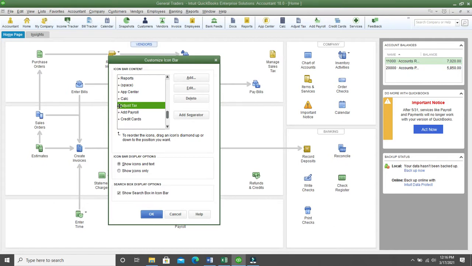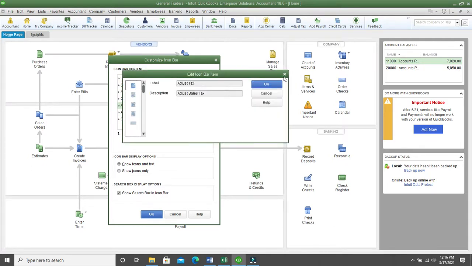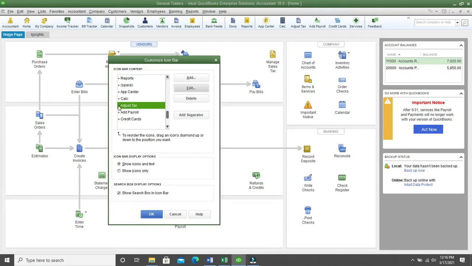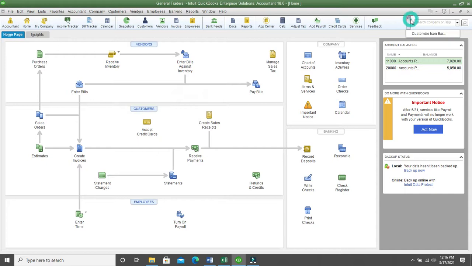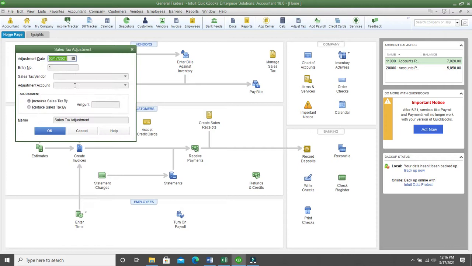I am adjusting its position. I want to have this icon, and click OK. Now go there and check out the adjust tax. So click on adjust tax, and at the end of the month I want to determine my sales tax liability. So select the date 31st March, although it is in the future, but for the sake of example I am doing it. Please select the sales tax vendor, which is FBR in our case, sales tax agency, and adjustment account.